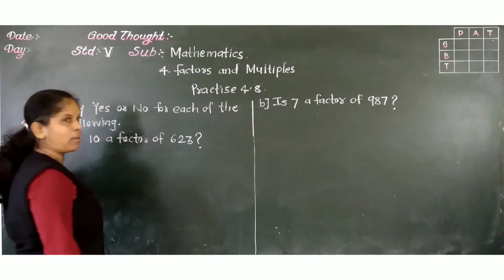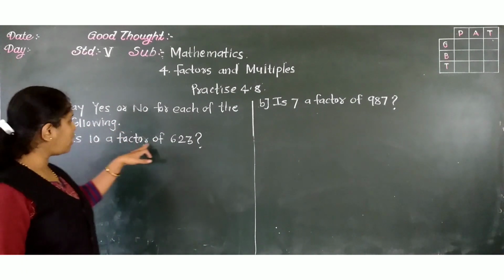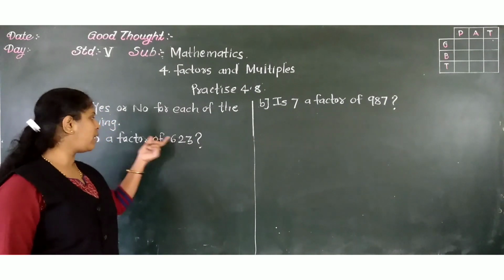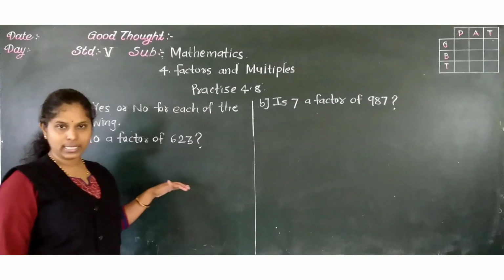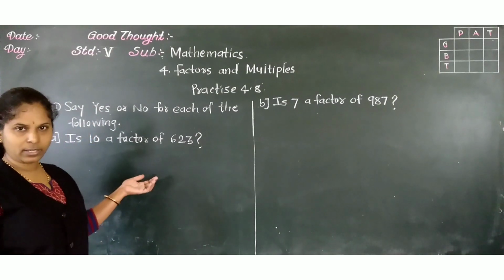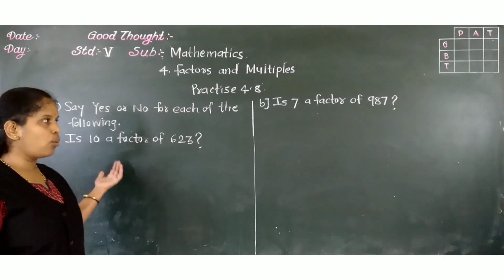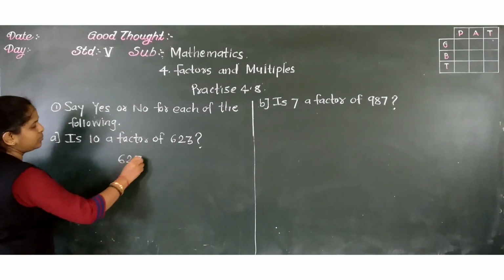Now, in that question number 1, say yes or no for each of the following. Is 10 a factor of 623? It means we have to divide 623 by 10. If we get remainder 0, then yes, 10 is a factor of 623. If we do not get remainder 0, then no. Okay? So, divide.